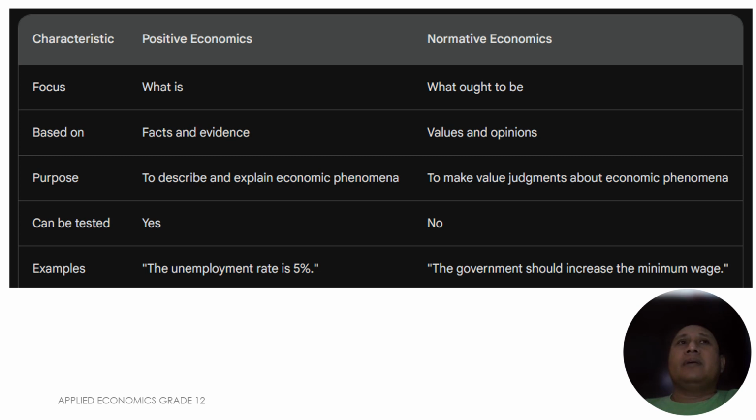And here is the summary of positive and normative economics. Positive economics focuses on what is really happening. Normative economics focuses on, okay, this has happened, what should we do? What ought to be? Positive economics is based on facts and evidence. And normative economics, since we're trying to come up with a solution on the facts and evidence, comes with values and opinion. The purpose is to describe and explain economic phenomena.